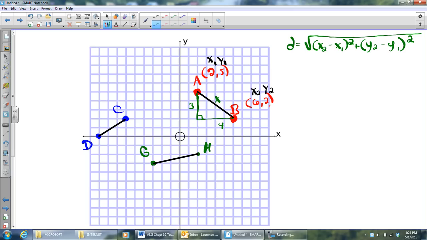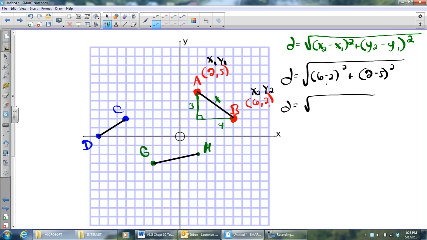Doesn't matter. But to find the distance, I'm going to subtract the x's. Well, 6 minus 2, and then square that answer. And then I'm going to subtract the y's. 2 minus 5, and then I'm going to square that answer. And so 6 minus 2 is 4, plus 2 minus 5, negative 3.